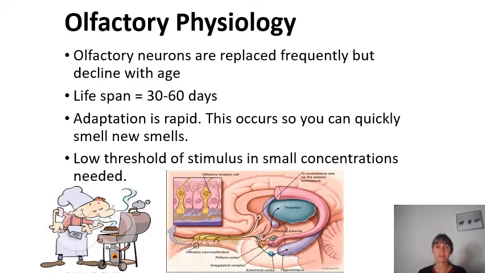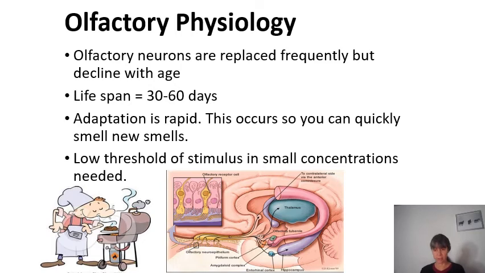This takes us to some physiology. Olfactory neurons are replaced frequently. However, that replacement declines as people get older. Usually, olfactory neurons, these bipolar neurons, live only 1 to 2 months. The sense of smell is the most rapidly adapting sensation. It occurs quickly, so you can smell new smells rapidly.